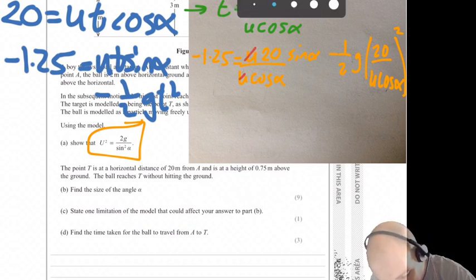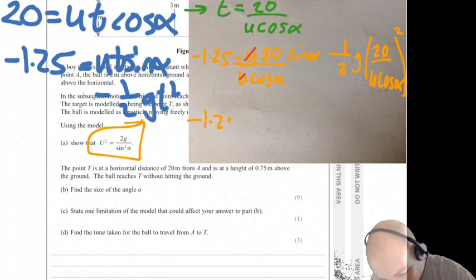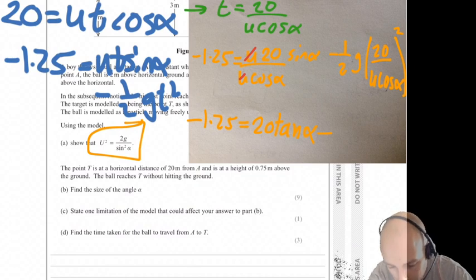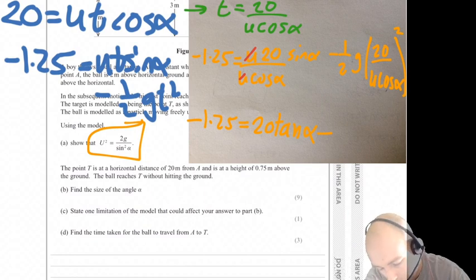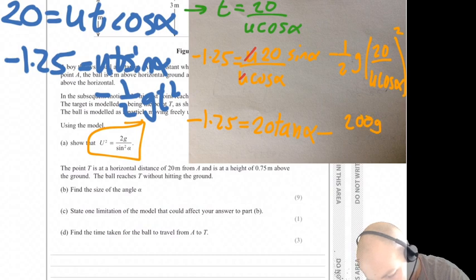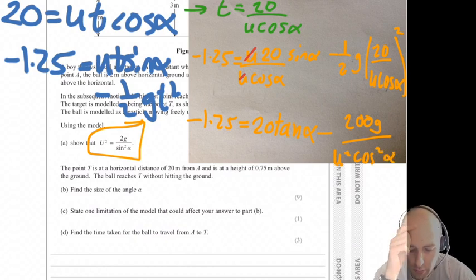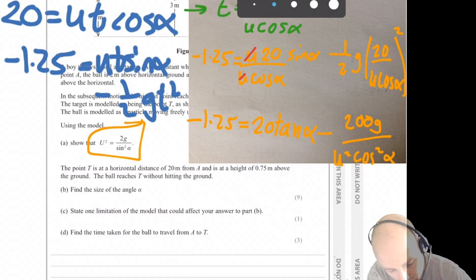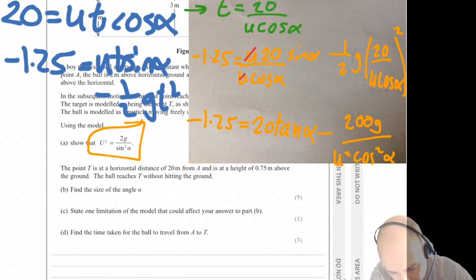So I can rewrite this as minus 1.25 equals 20 tan alpha minus 20 squared is going to be 400. 400 over 2 is going to be 200. So we get 200g over u squared cos squared alpha. So we've now got an equation that only has t and u in it. So if I combine that equation with the equation I started with, we can get rid of u and just be left with our alpha.